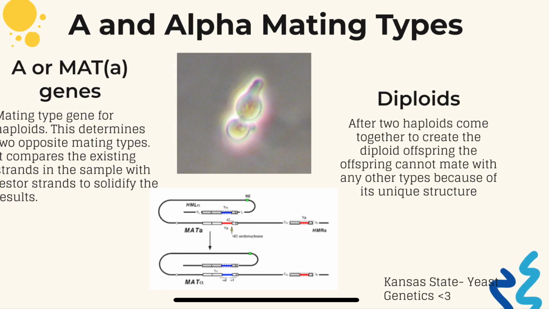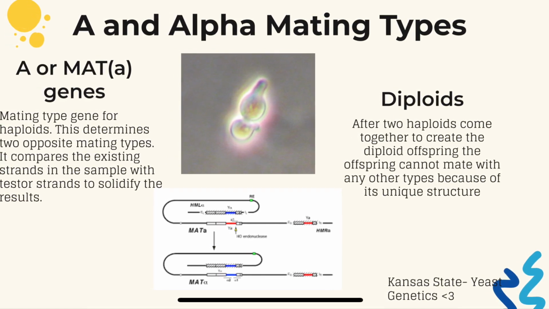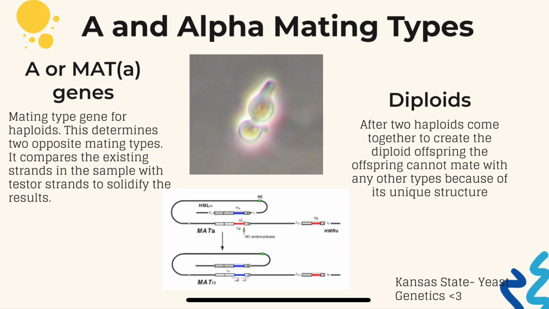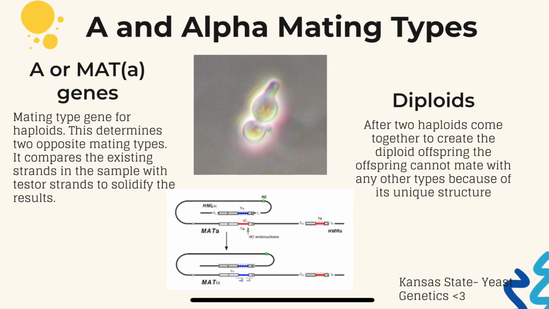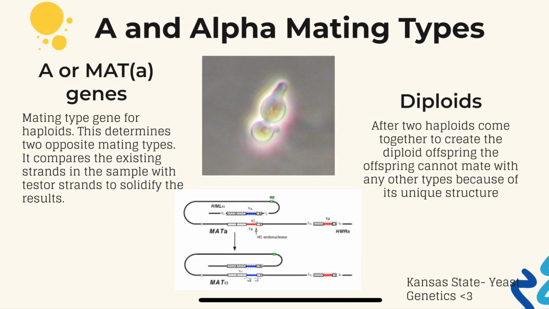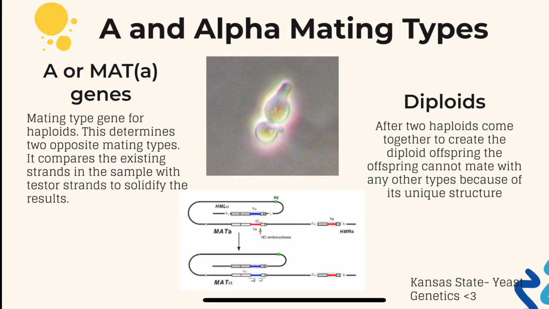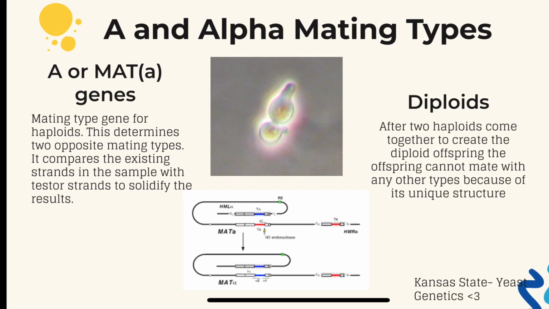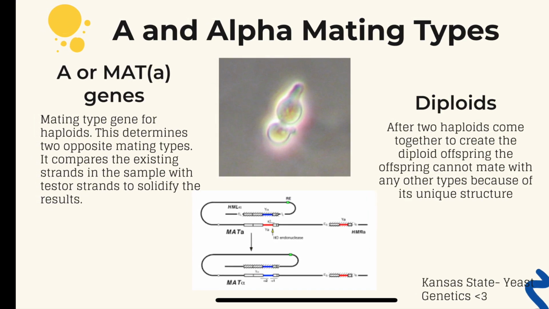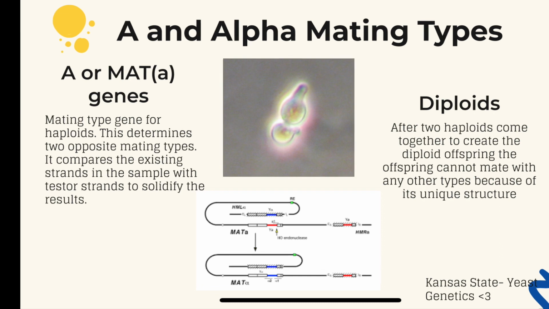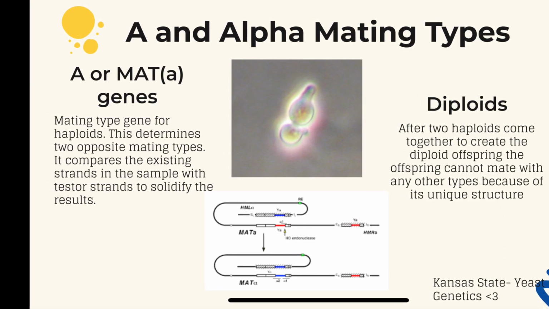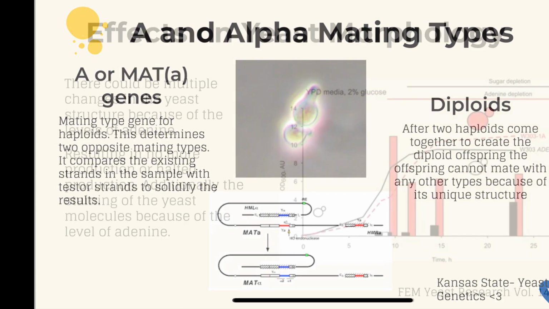I did include a little infographic about kind of what it does, because I am still unfamiliar with it, but we're learning. Also at the top, those are 2 yeast cells actually coming together. I also included the diploid. It's just a little explanation about when 2 of the haploids come together and create the diploid offspring. They cannot mate with other diploids just because of the unique structure with the A and the alpha that is given from the MAT-a genes. I found that information from the Kansas State Yeast Genetics.